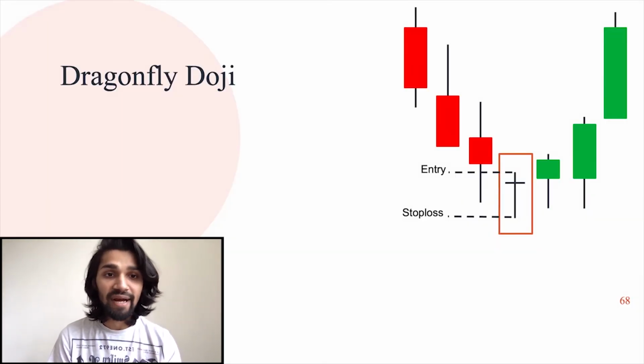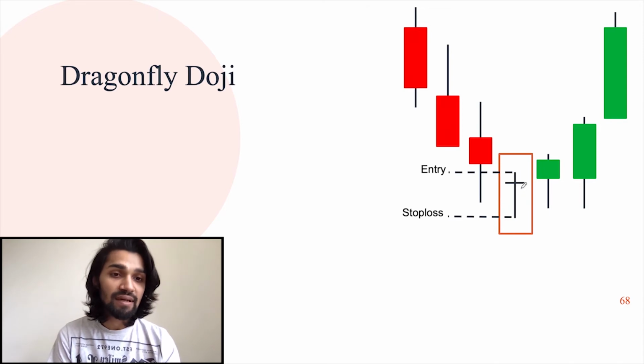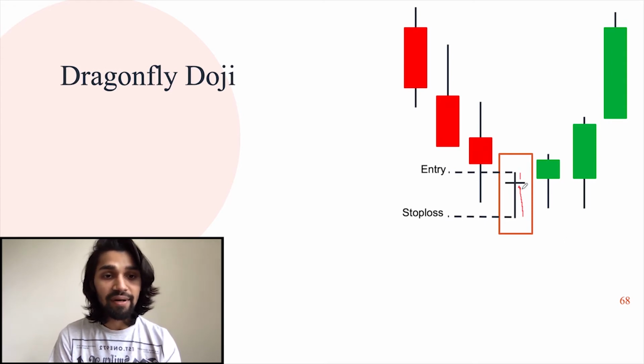Next, we'll come to Dragonfly Doji. A Dragonfly Doji is a bullish pattern. In a Dragonfly Doji, the lower shadow is significantly larger than the upper shadow. This would basically mean that a downtrend is going on, and in the next candle, the bears were really trying to push the price down, but the bulls came back into the picture and they pushed the price up, and the opening and the closing price remained the same.